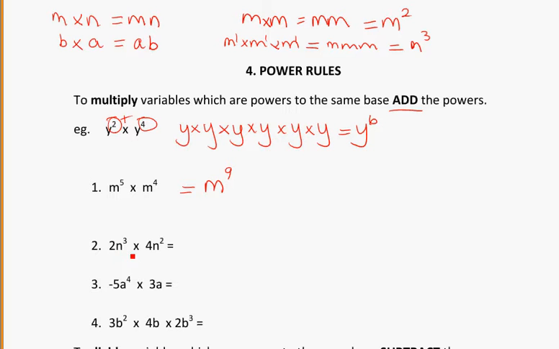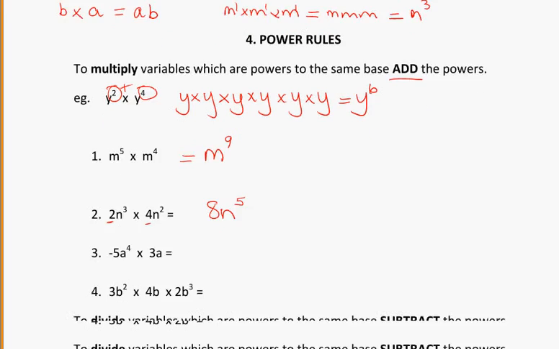Now if you have numbers with the letters, just like in the last video, you multiply the numbers first and then the letters. So 2 times 4 is 8. Now do your letters. N cubed times n squared. Now remember, you add the powers. Our base is n. 3 plus 2 is 5. So we get 8n to the power of 5.